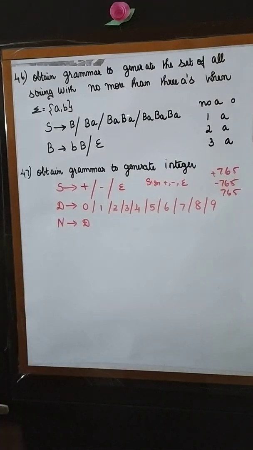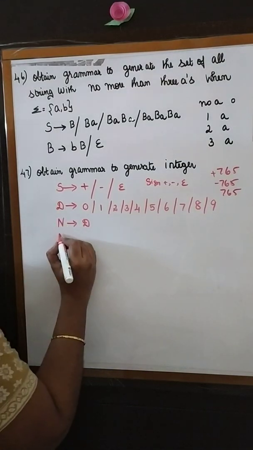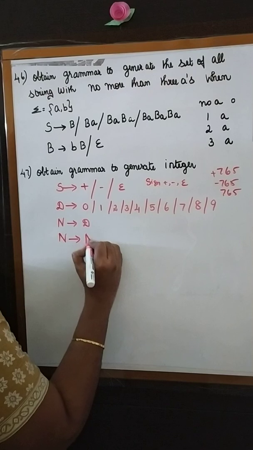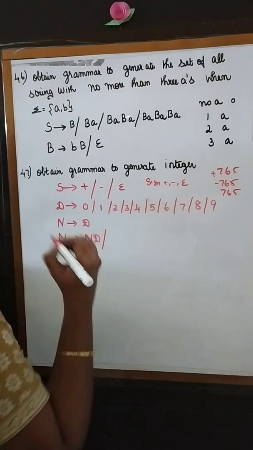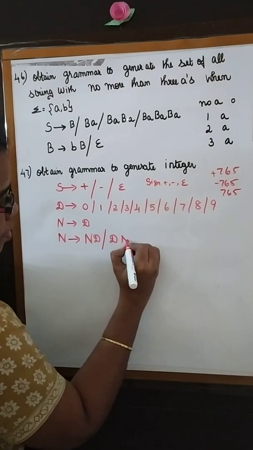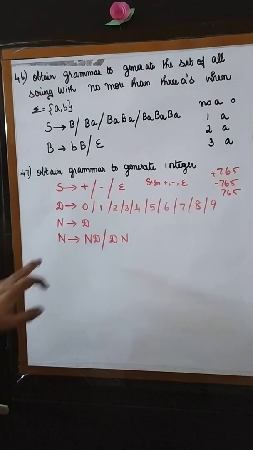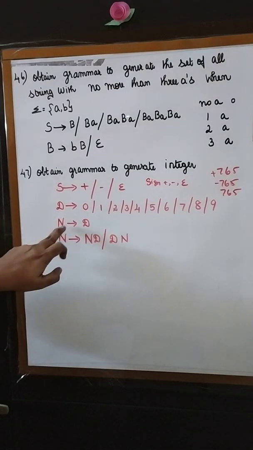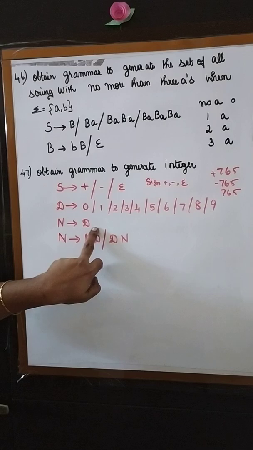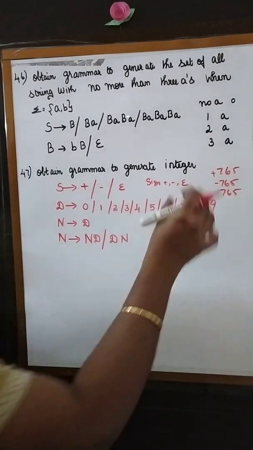So from number, what can we generate? We can generate a digit. This number can be a combination of a number followed by a digit, or otherwise a digit followed by a number. So this number gives you the digit. So 765 is a number, right?